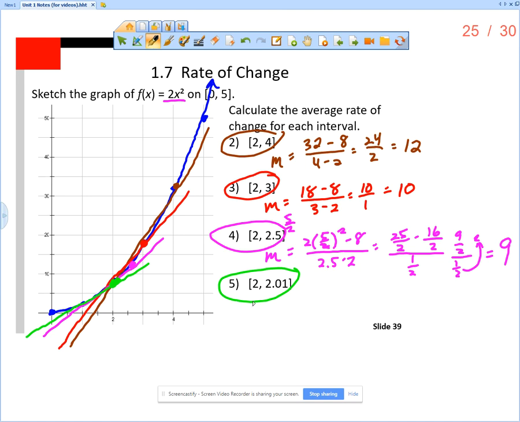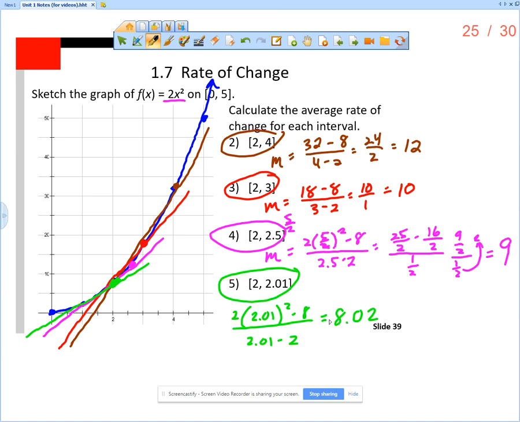Okay, and so the calculation is kind of annoying, I suppose, but we get 2 times 2.01 squared minus 8 over 2.01 minus 2. All right, and so now 2.01, kind of annoying, right? What is that? Well, you could rewrite it as a fraction, which is annoying. But basically, if we do this calculation, we get about 8.02, I believe. All right, now, if we do that, we see it's slightly less than 9.